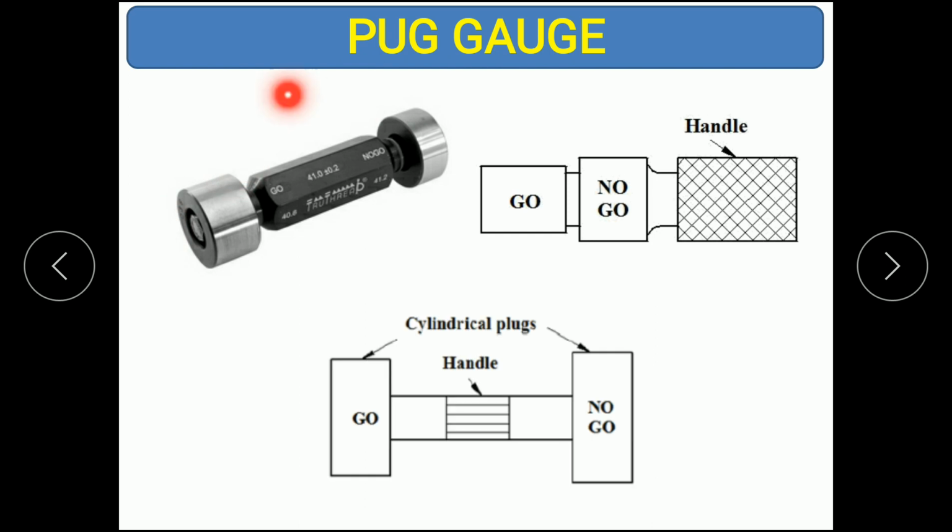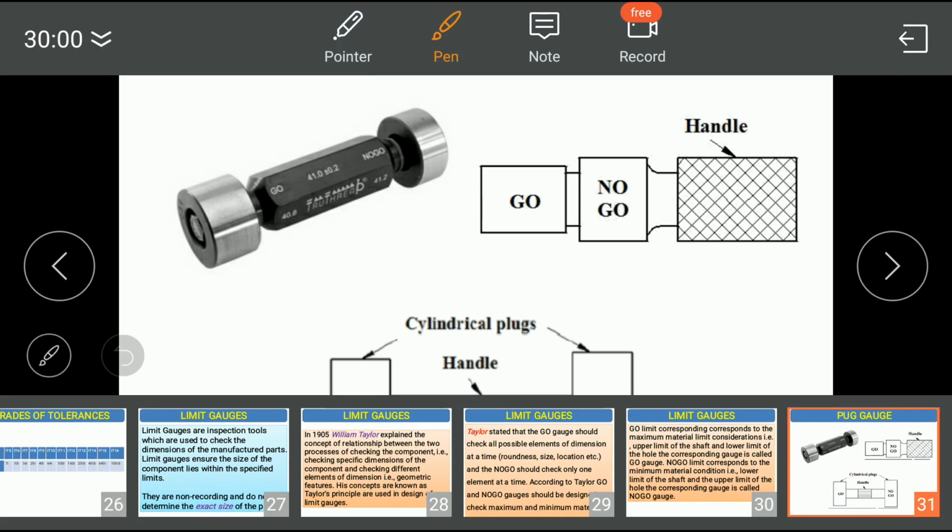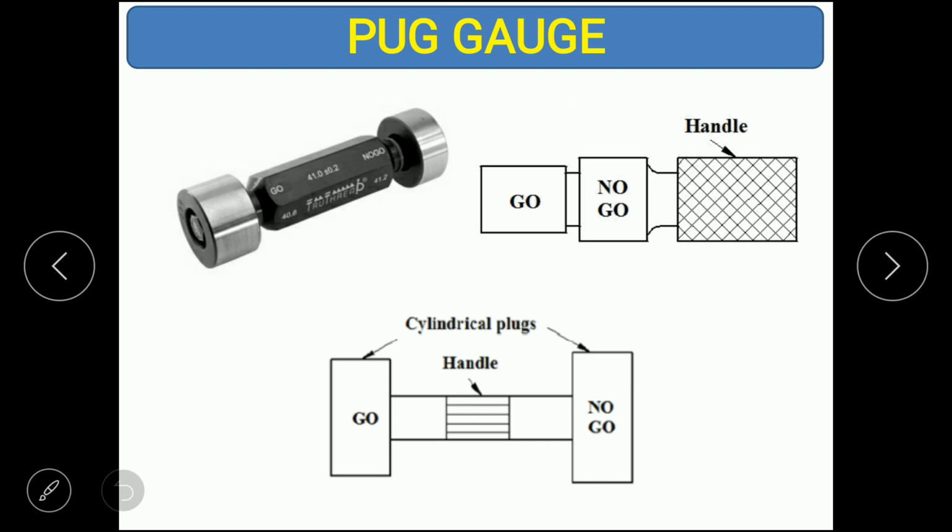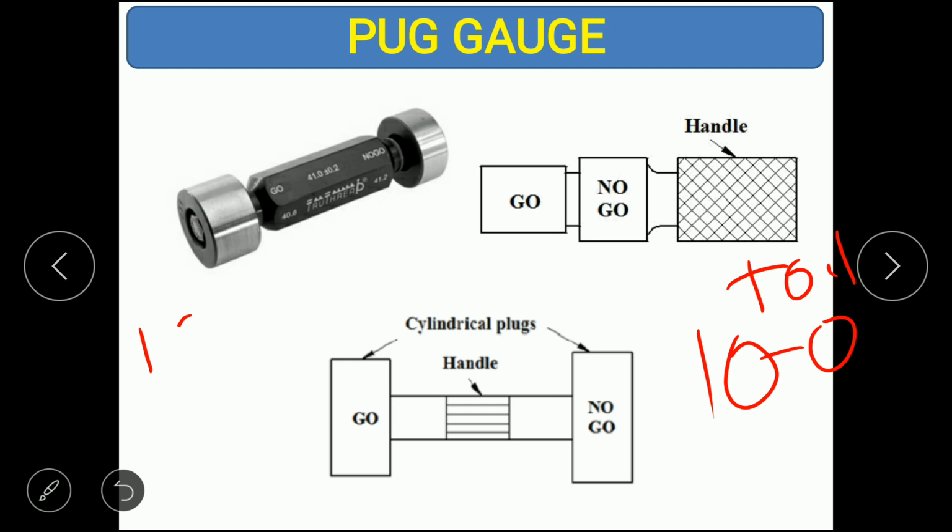Plug gauges are used to check the limits of the hole. Suppose you can see here it is a plug gauge. When you want to know whether the dimension of the hole is within that particular limit or not, suppose I give an example, hole dimension, let us say 10 plus 0.1 minus 0, मतलब मैक्सिमम डायमेंशन कितना होता है 10.1 and minimum dimension is 10.